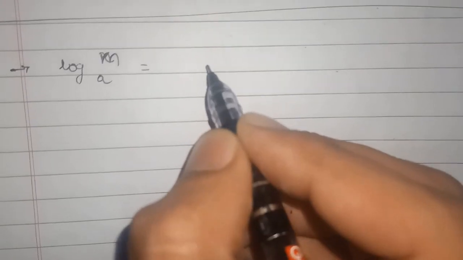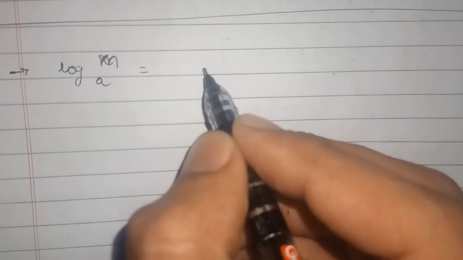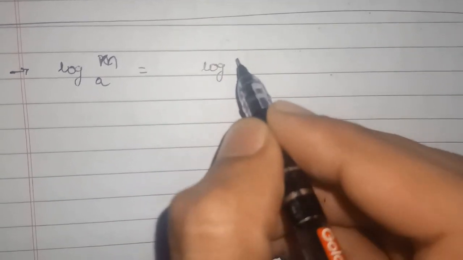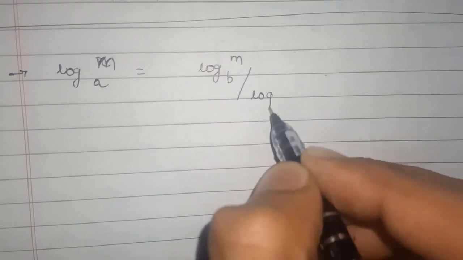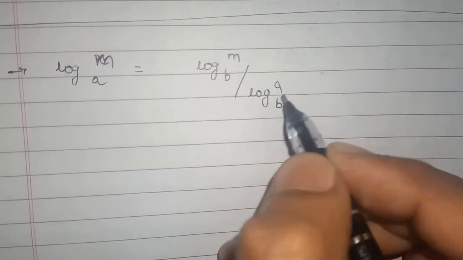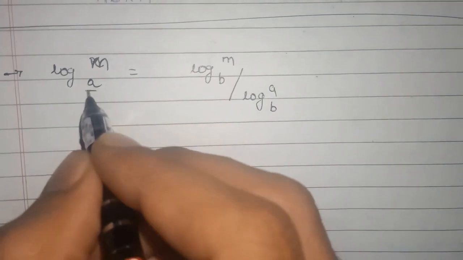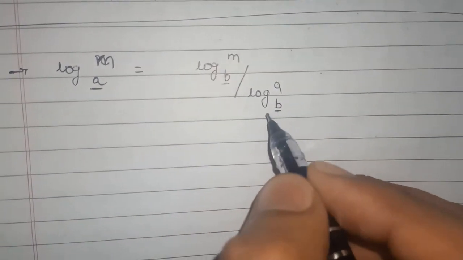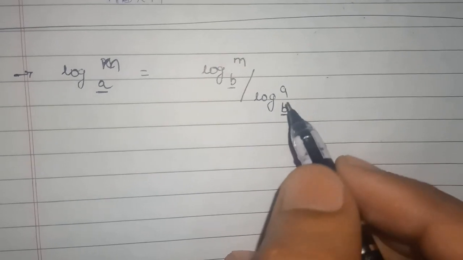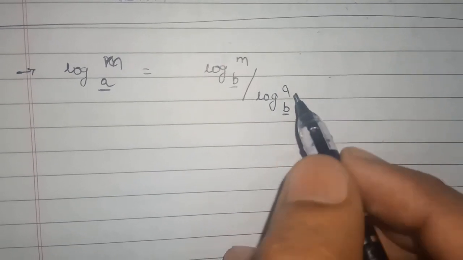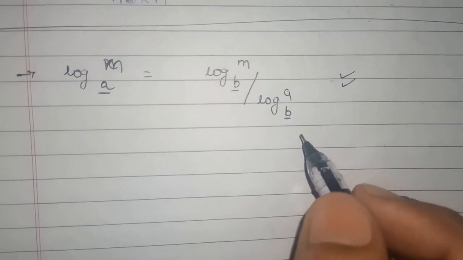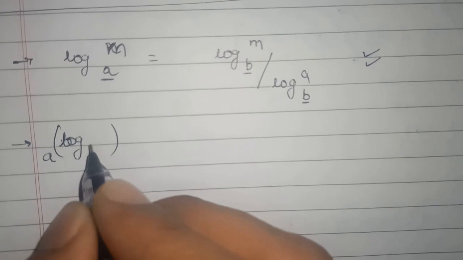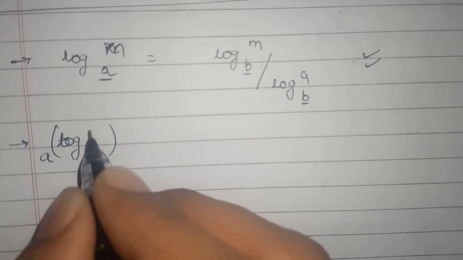Next is log m to the base a is equal to log m to the base b divided by log a to the base b. If we have to change the base for simplifying, we can use this formula or this property.